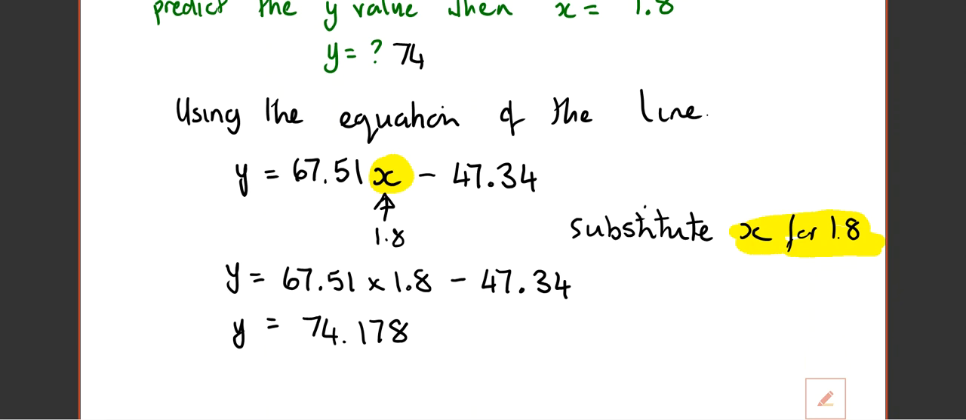But is it valid to give it to 3 decimal places? Is that a reasonable thing to do? Should we do it to 3 decimal places? What do you think? I think it's not reasonable because it's really hard, not impossible, but insanely hard to catch an eighth of a fish.